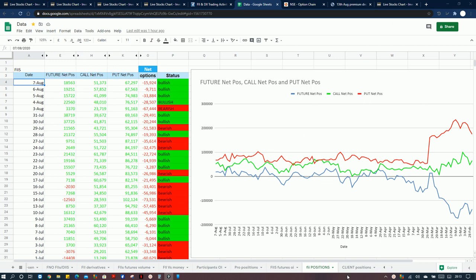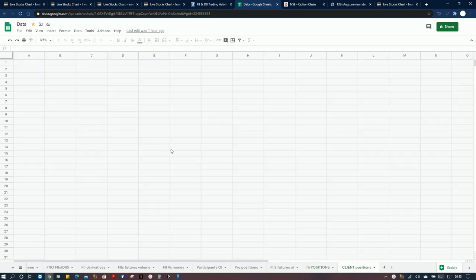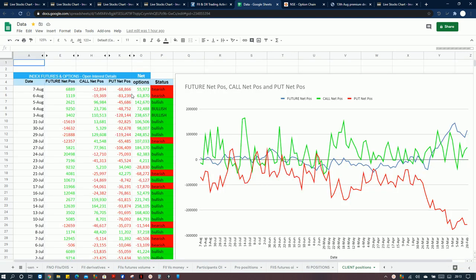Now we move on to the client positions. In client positions, we can see that clients are a little bit confused, and they are closing both positions in options. So you can see they are turning negative, they are closing the call longs, and they are closing the put shorts also. That is a bearish view.